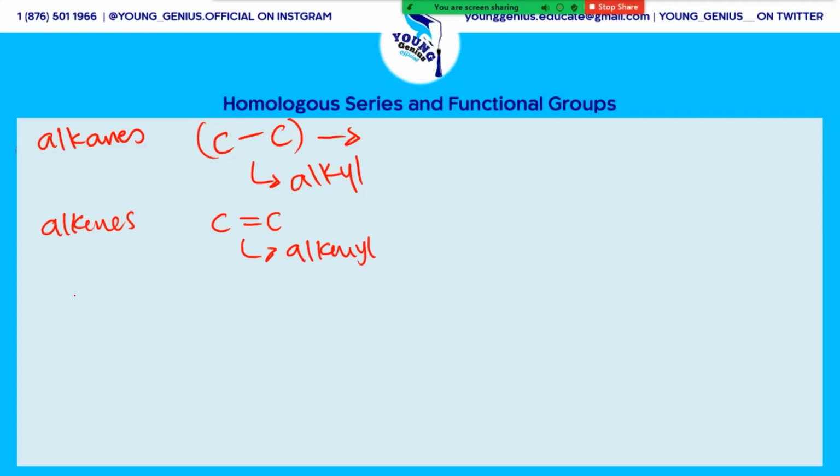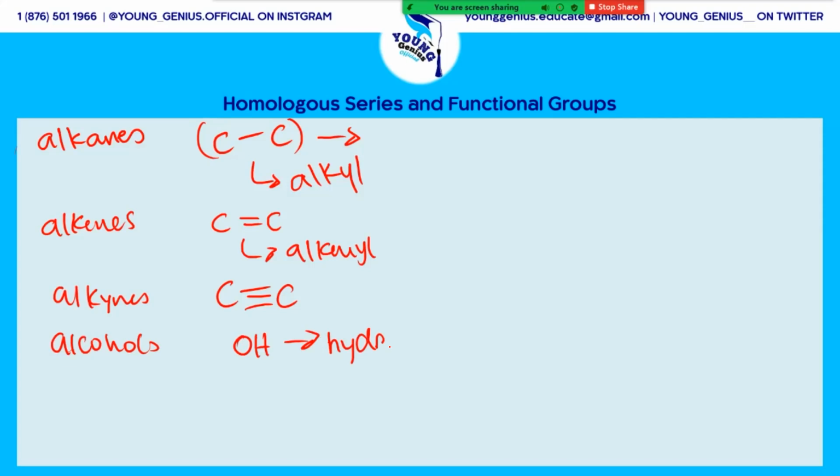Clear so far, yeah. So you also have alkynes, which is the C to C triple bonds. You have the alcohols, which are the OH, and that's the hydroxyl group. And remember, these all have general formulae. Aldehydes, and you have ketones as well.